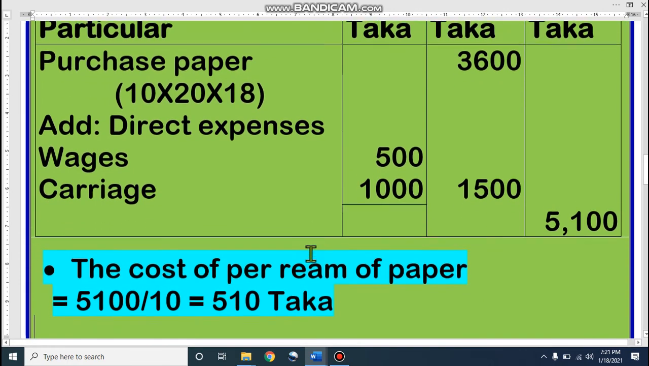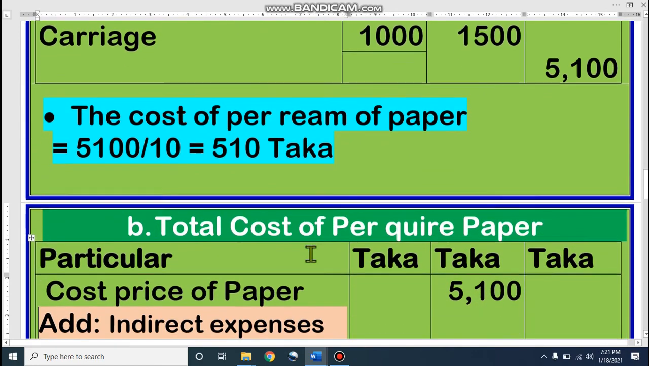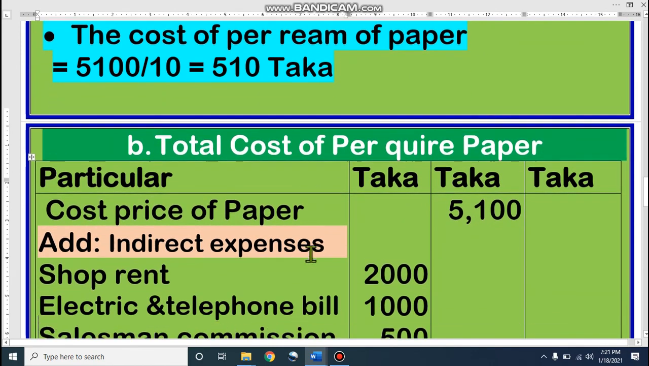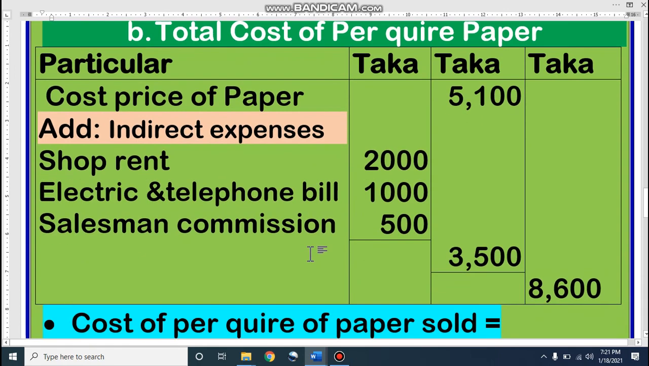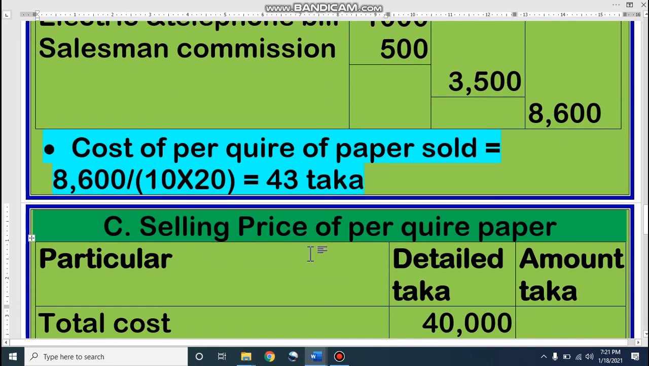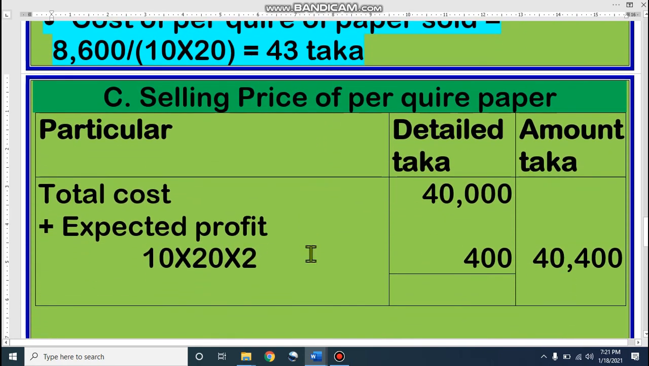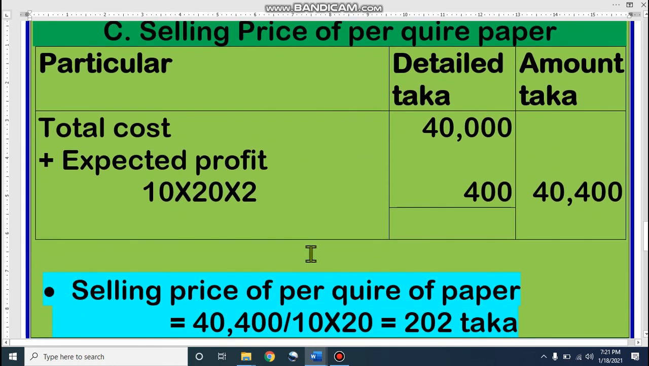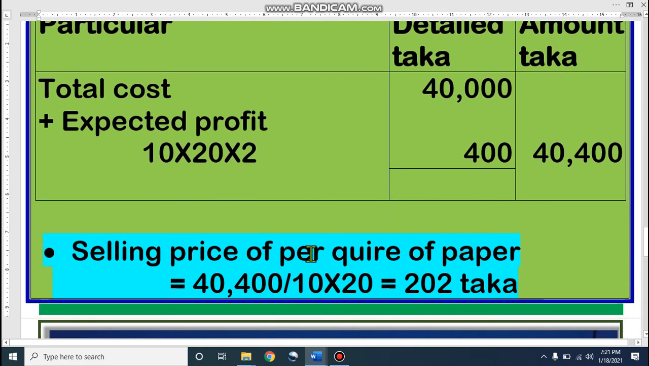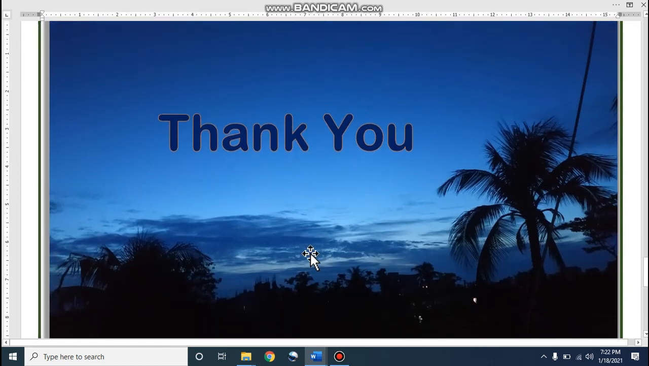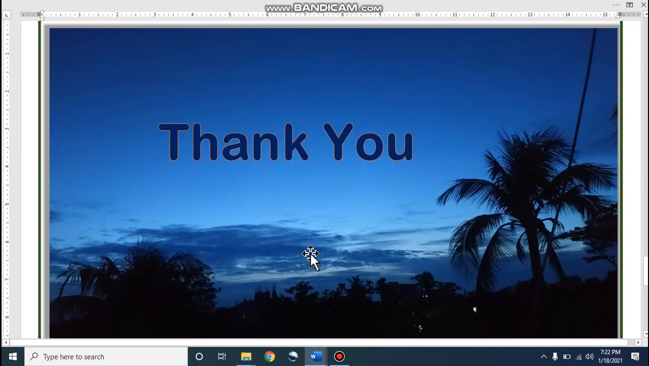On the other hand, total cost means cost price plus indirect expenses. And then selling price equals total cost plus desired profit. And for selling price per unit, we have to divide by the number of units. I hope all of you understand. If you have any confusion, of course you should discuss with me.